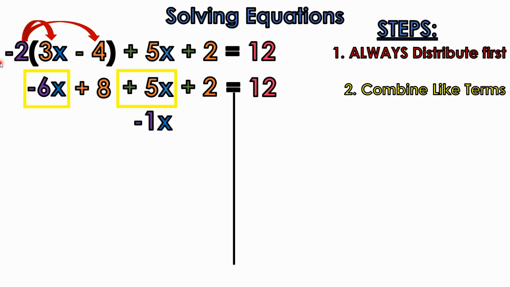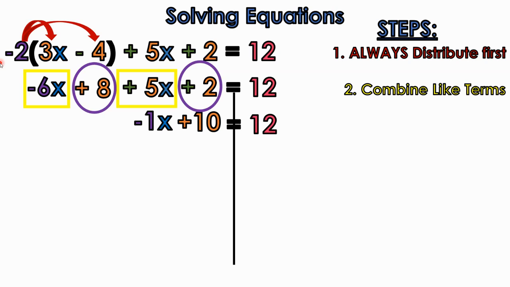But I also see that I have constants on that same left-hand side. I've got a positive 8 and a positive 2. Well, I can group those together. A positive 8 and a positive 2 make a positive 10. So I cleaned up the left-hand side. Now it's cleaner. I only have two terms. On the right-hand side, there's just a 12 by itself, so there's nothing to combine. So I'm going to drop that down.